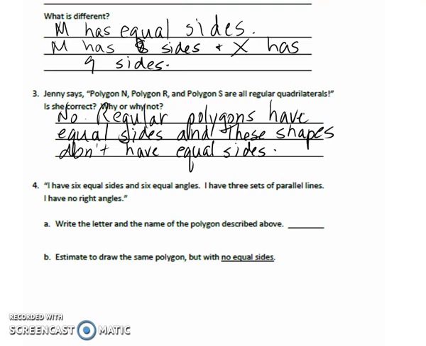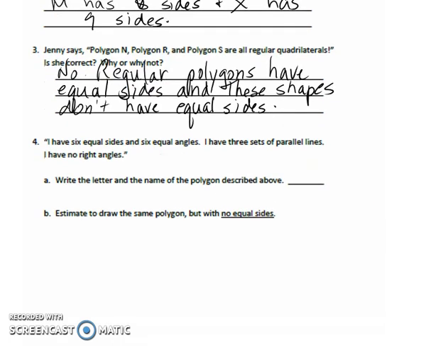All right. So the last one says, I have 6 equal sides and 6 equal angles. Kind of a puzzle. I have 3 sets of parallel lines. I have no right angles. So look through your shapes. Go ahead and pause the video after I'm done. But look through your shapes and then compare your answer to mine.